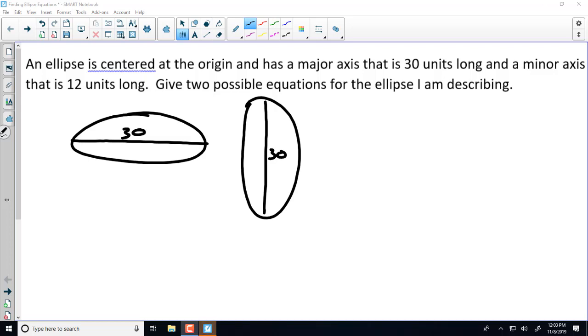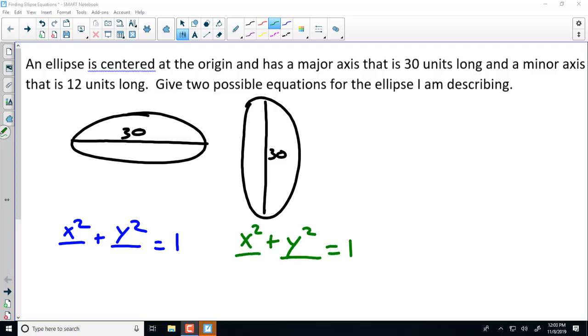But no matter which one the answer is, we can always write them as x squared over something plus y squared over something equals 1. And I can do the same thing over here. x squared, y squared equals 1, when these are both over something.